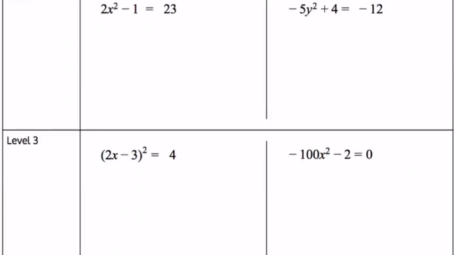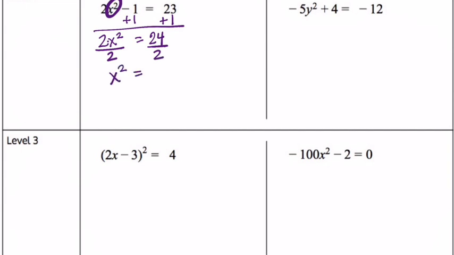So here we need to get the square all by itself. So I see that there's a -1 here, so I'm going to get rid of that by adding 1 on both sides. That leaves me with 2x squared equals 24. From there, I see that there's 2 times x squared. I'm going to get rid of that by dividing. So I have x squared equals 12. Now I have the x squared by itself, so I'm going to take the square root of both sides. That's going to leave me with x equals plus or minus the square root of 12.